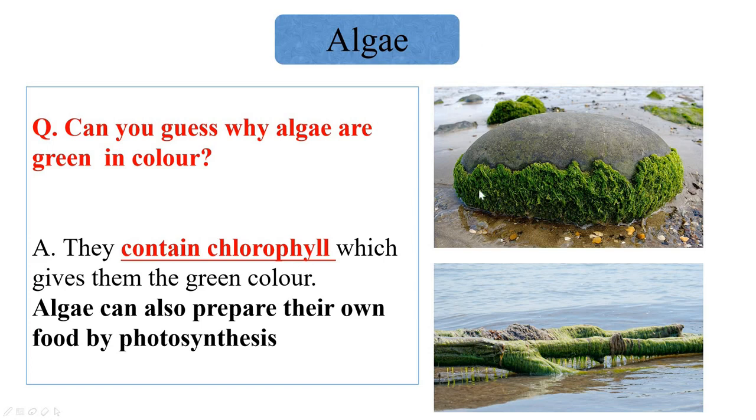So you must have seen these slimy green patches in stagnant water. This is algae. Can you guess why algae are green in color? Because they contain chlorophyll, which gives them green color. Algae can also prepare their own food by photosynthesis.